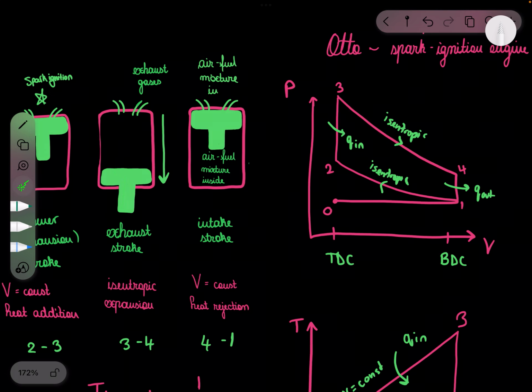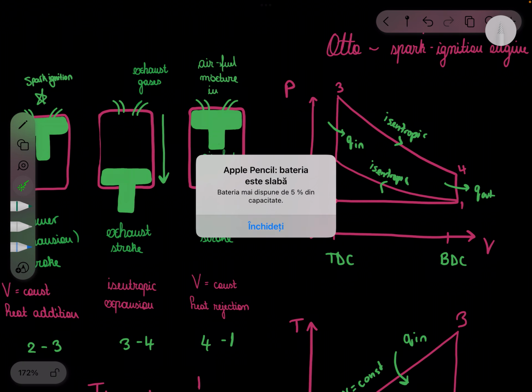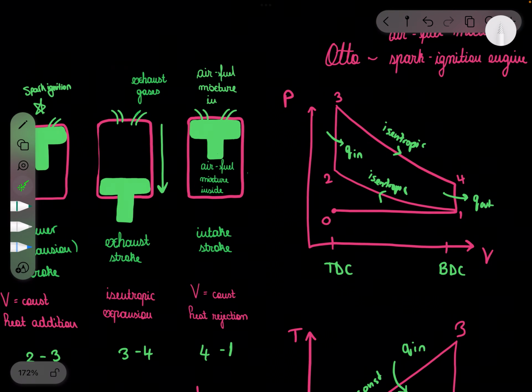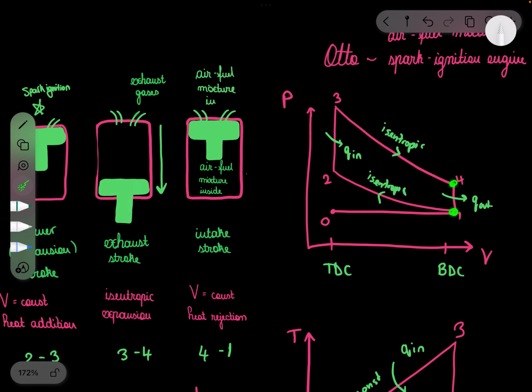Next up, finally, from 4 to 1. Through the intake valve, you have air-fuel mixture in. Volume is going to be constant because, what did I say? From 4 to 1. The piston is just going to be staying at the bottom dead center.